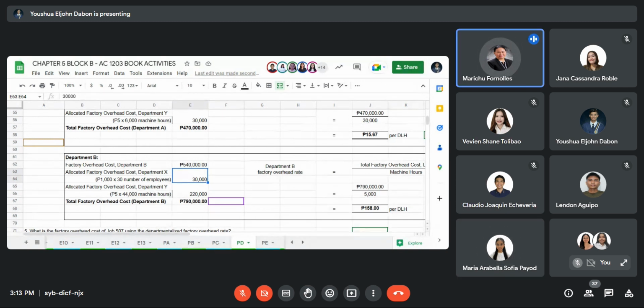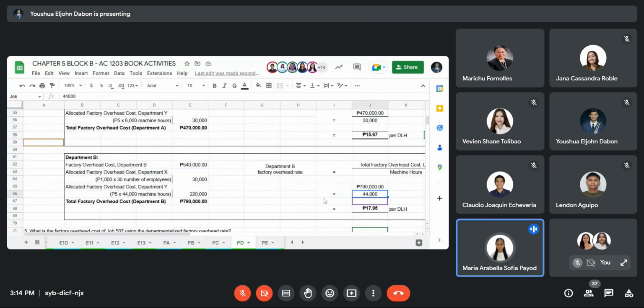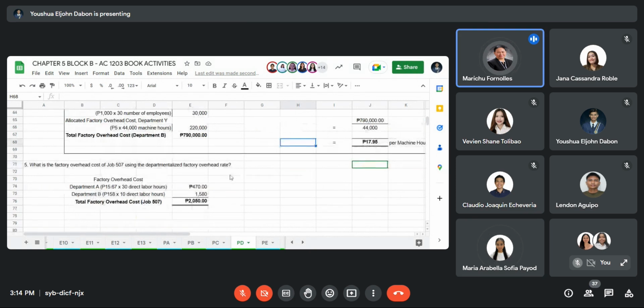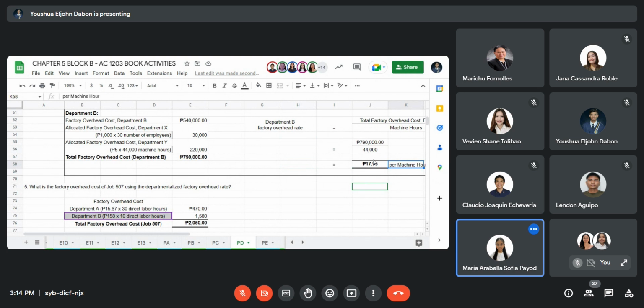So dividing the 790,000 by 44,000 machine hours, what would be the result? That is 17.95 per machine hour, miss. Okay, so that is the departmentalized overhead rate of B, not 158. So thank you, miss, for the correction. I will correct number 5 since we also got that wrong. 179.5.